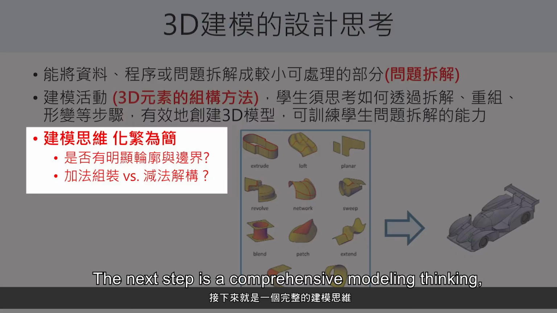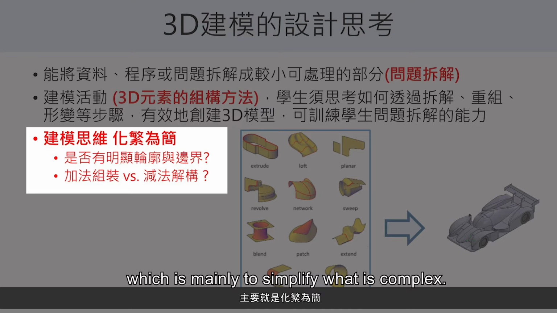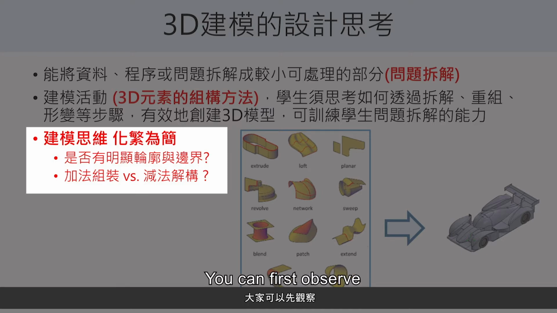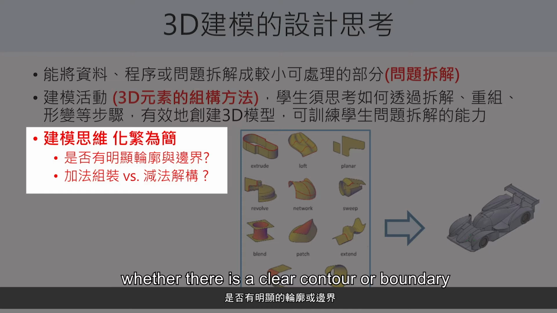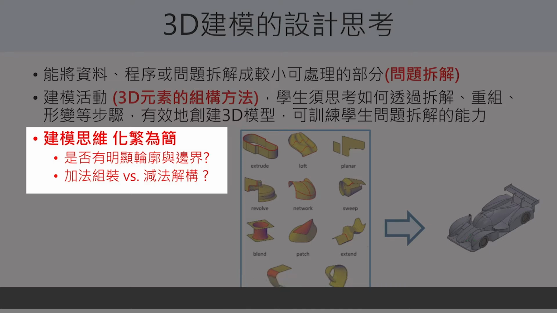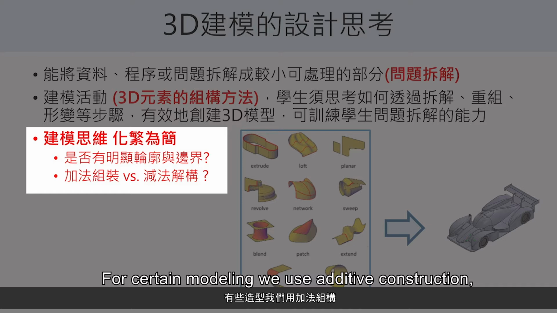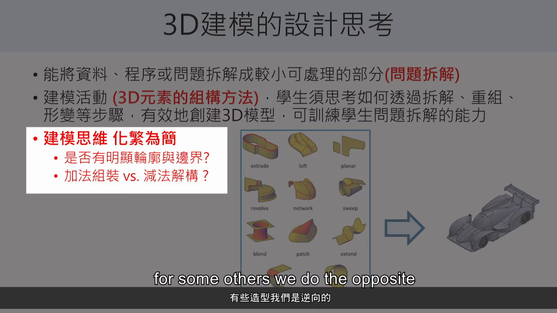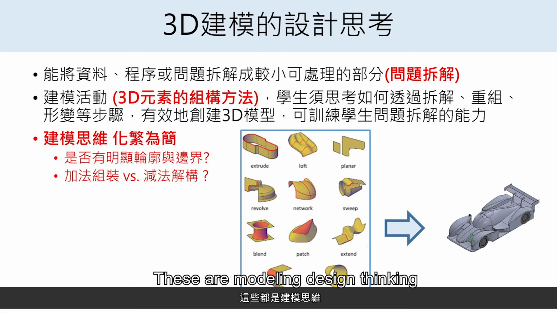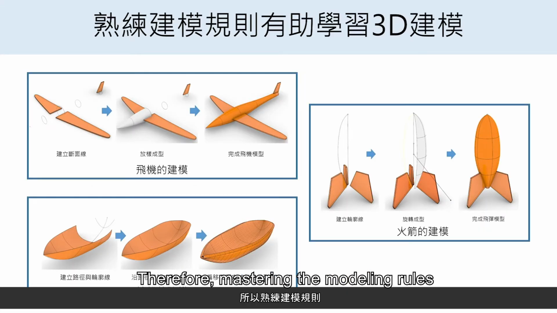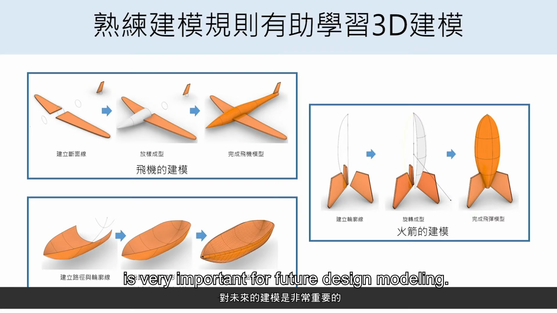The next step is a comprehensive modeling thinking, which is mainly to simplify what is complex. You can first observe whether there is a clear contour or boundary in your design model. For certain modeling, we use additive construction. For some others, we do the opposite and use a subtractive method to complete the final shape we want. These are modeling design thinking, flexibly applied onto 3D modeling tips. Therefore, mastering the modeling rules is helpful for learning 3D modeling, especially for later on when students want to create their own 3D models. Mastering these rules is very important for future design modeling.